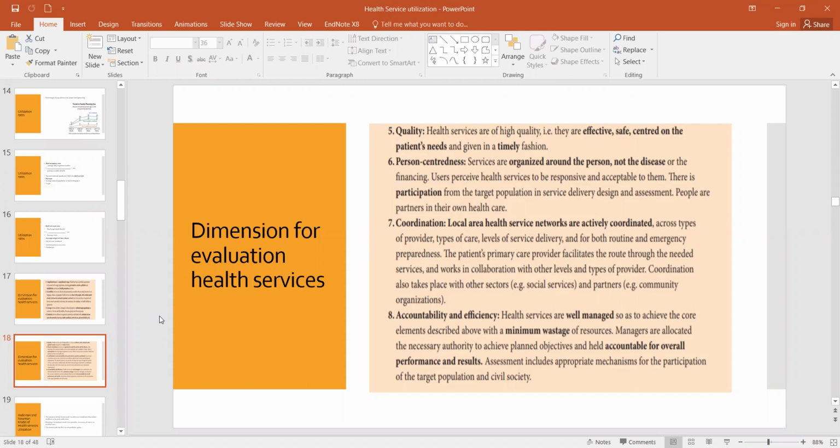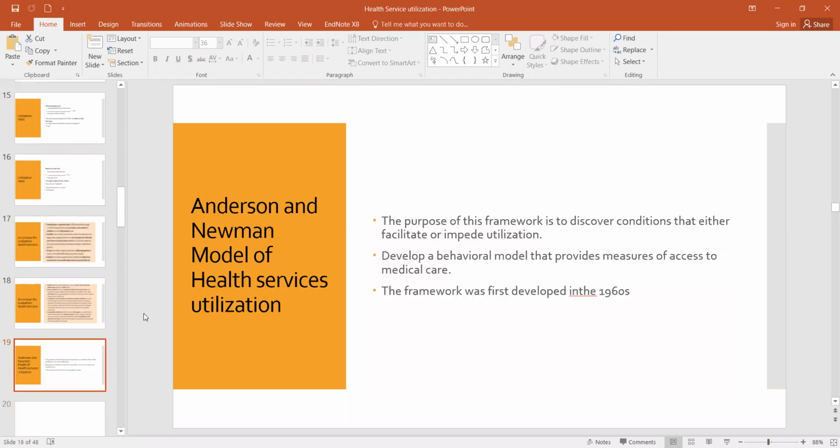Coordination. Local areas, health services networks are actively coordinated across types of provider, types of care, level of service delivery, and for both routine and emergency preparedness. And the last point is accountability and efficiency. Health services are well managed so as to achieve the core elements described above with a minimum wastage of resources. Managers are allocated the necessary authority to achieve plan objectives and held accountable for overall performance and results.